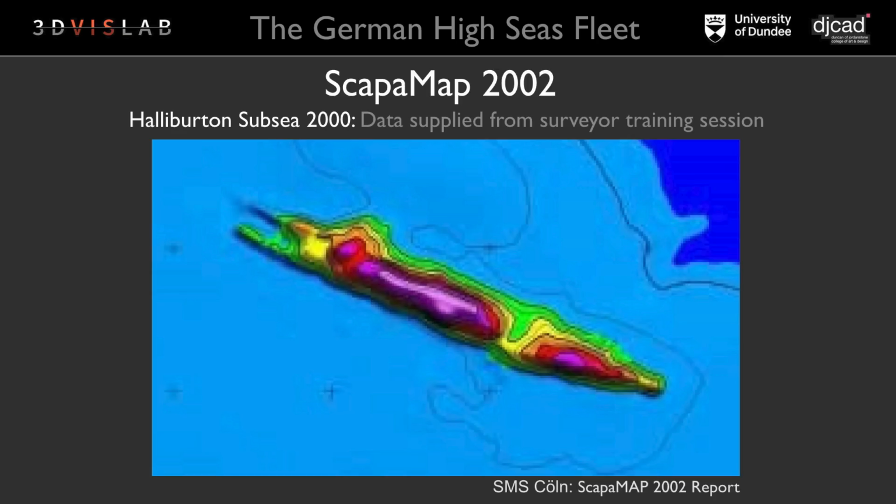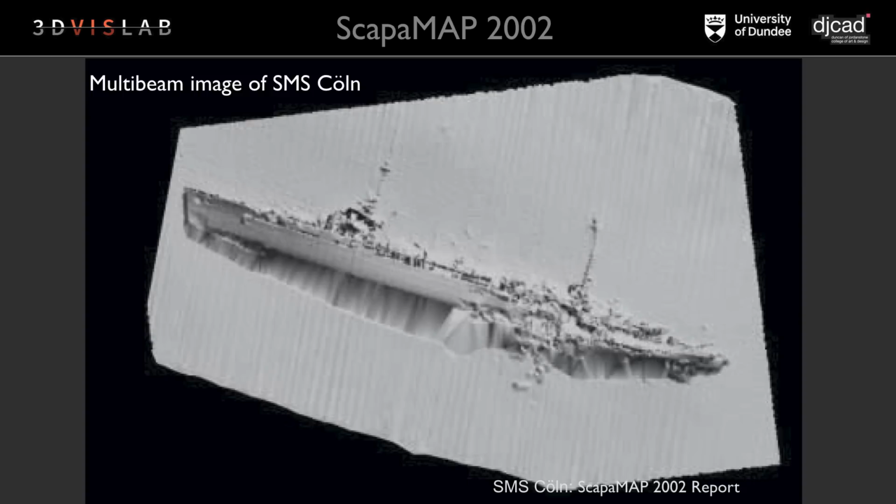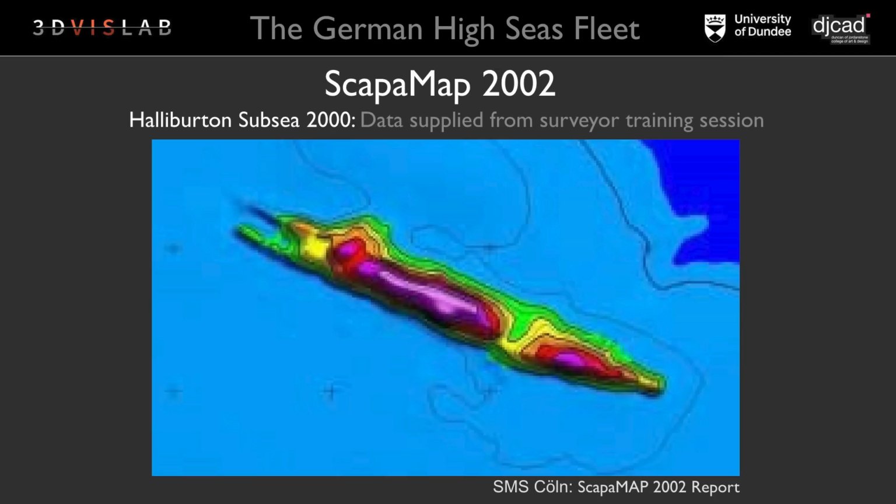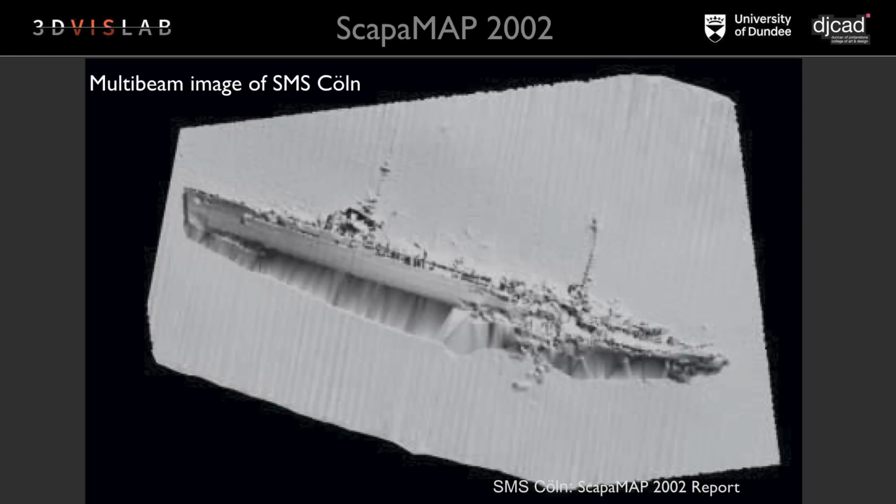So carrying on, this is the data from Subsea, Halliburton Subsea. Thankfully, the ScapaMAP team decided that method of representing the data wasn't very useful. So they started adopting a meshing algorithm or display method that allowed you to see more features on the shipwreck. So this is the same ship, the cone. Let's go back to the Halliburton image. Slight difference. It's the same tools that have been used to capture the data. So the difference is the choices of how that data is visualized.